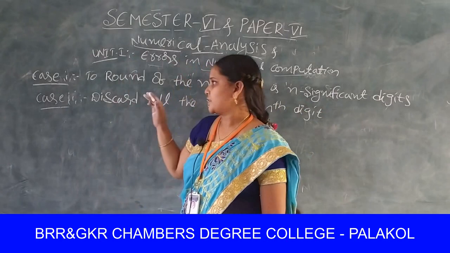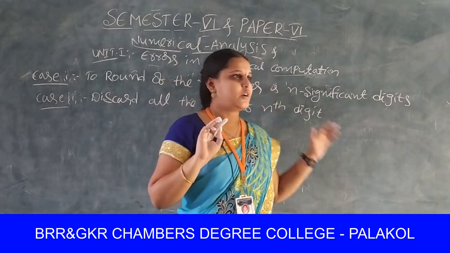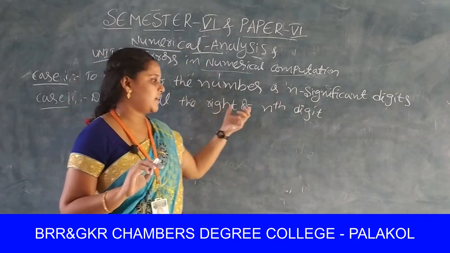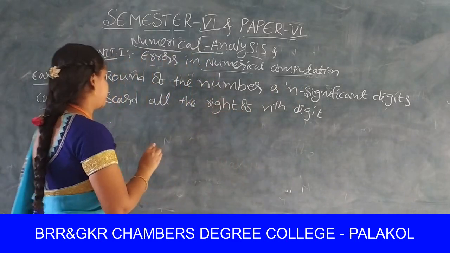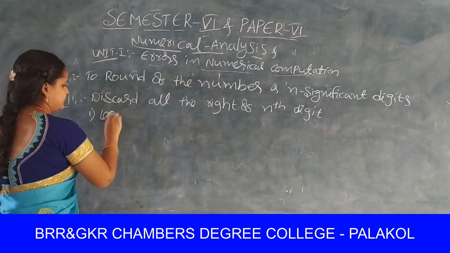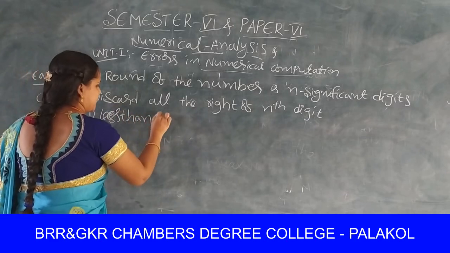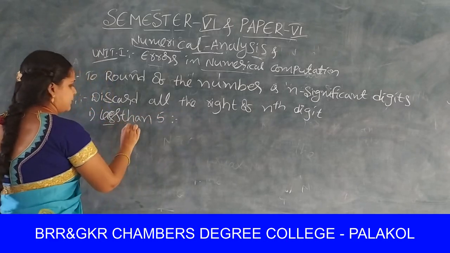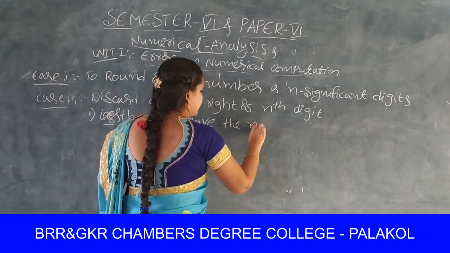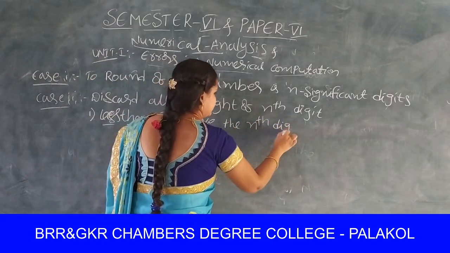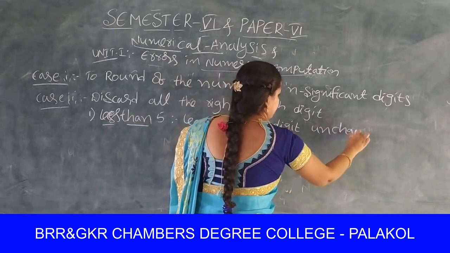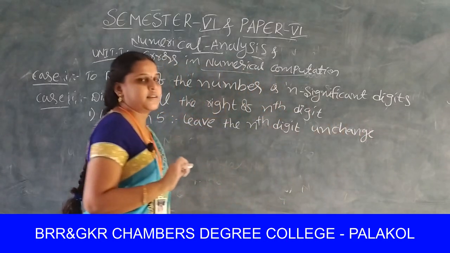Rounded off errors have two cases. Case one is to round off the number to n significant digits, and the second case is to discard all the digits after the nth digit. These again have three parts. First one is less than 5: leave the nth digit unchanged.